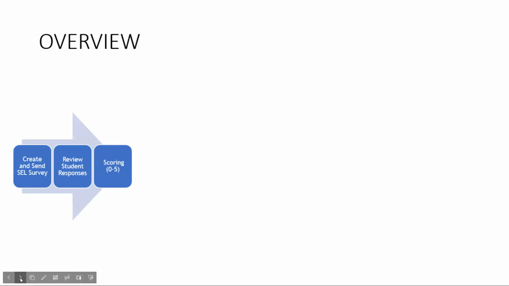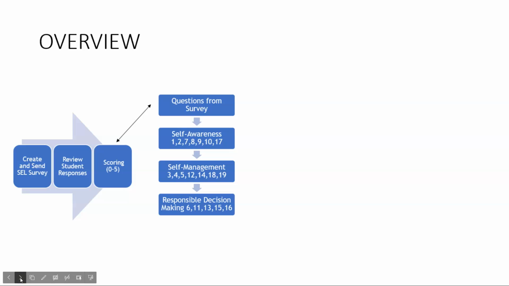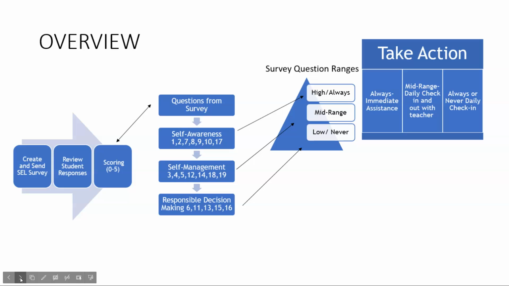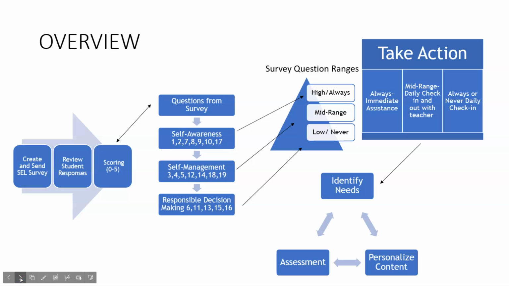So the overview today, we're going to talk about different sections and steps, from creating and scoring to the questions from the interviews, the surveys. We're breaking them down into sections: self-management, self-awareness, responsible decision-making. We then determine the highs and lows. We're going to discuss taking action, and then identifying the needs and assessing the personal content.